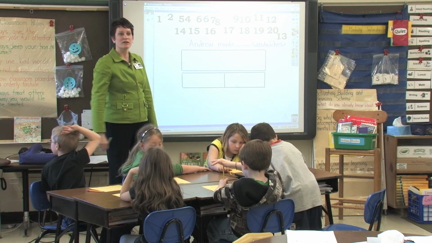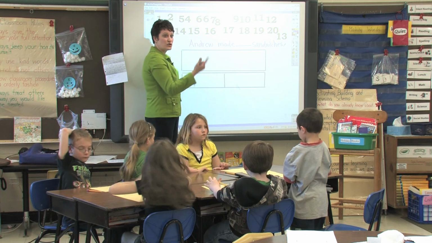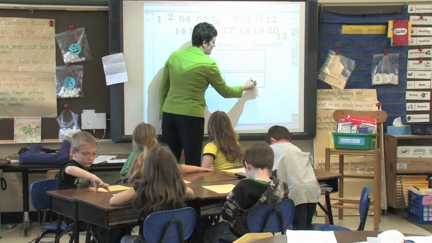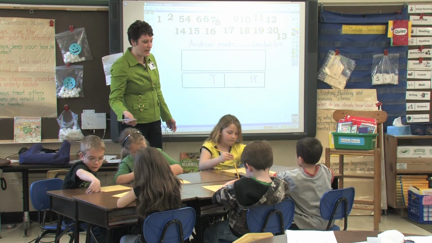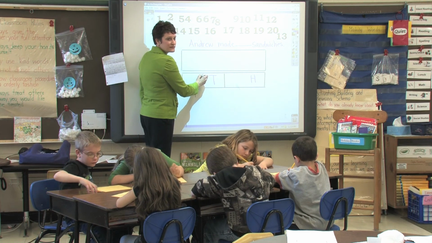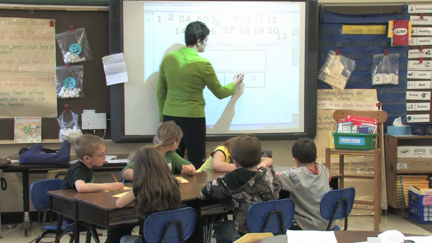Can you help out? 6 turkeys and 7 hens. Okay, so we have 2 parts, don't we? We have a turkey and a ham. And you already told me the numbers to go with them. Which one goes with the turkey? What number? Class? 6. Which one goes with the ham?